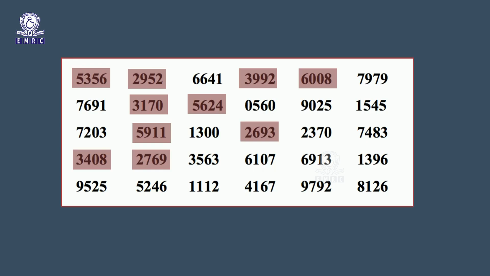Suppose the researcher is interested in taking a sample of 10 units from a population of 5,000 units, bearing numbers from 2,500 to 6,500. He shall select 10 such figures from the above random numbers which are not less than 2,501 and not greater than 6,500. If we randomly decide to read the table numbers from left to right, starting from the first row itself, we obtain the following numbers: 5,356, 2,952, 3,992, 6,008, 3,170, 5,624, 5,911, 2,693, 3,408, and 2,769. The units bearing the above serial numbers would then constitute the required random sample.